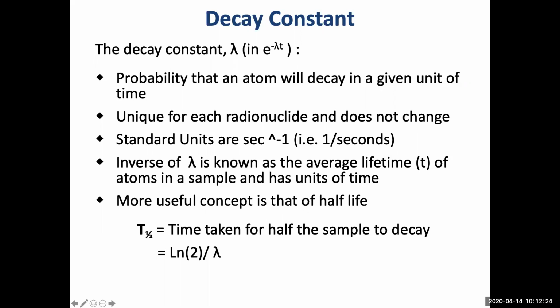A more useful concept is that of half-life. Half-life is the time taken for half of the sample to decay. If we have an element with atoms, half of these atoms will decay within this half-life. So the half-life equals ln2, the natural logarithm of 2, which equals 0.693, divided by lambda, which is the decay constant.